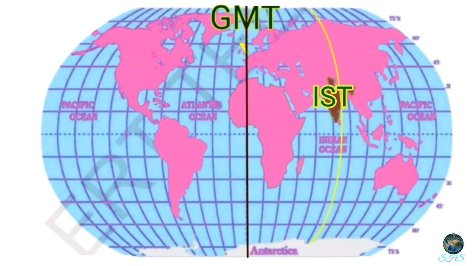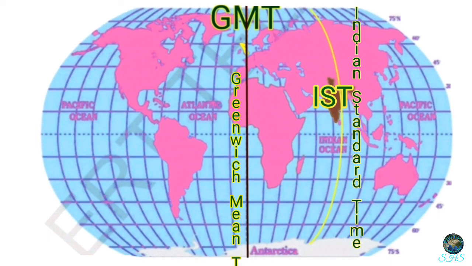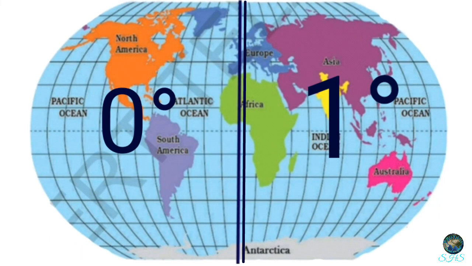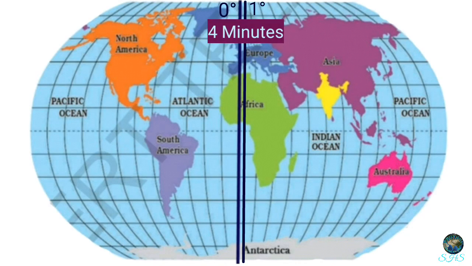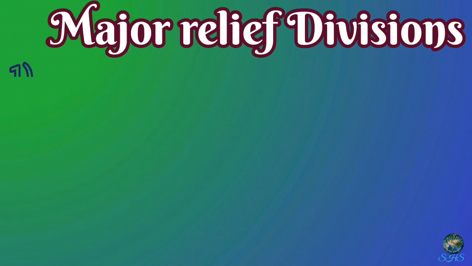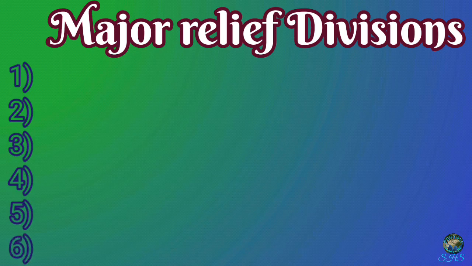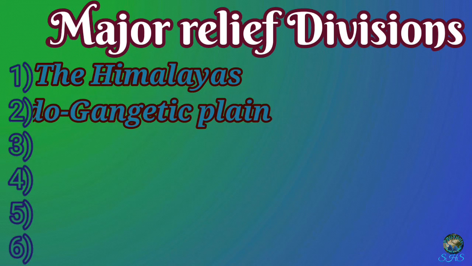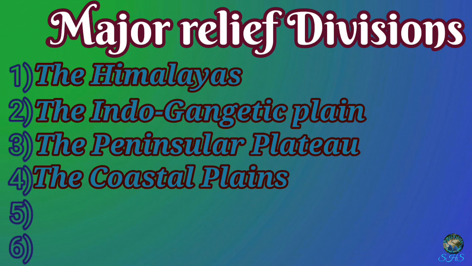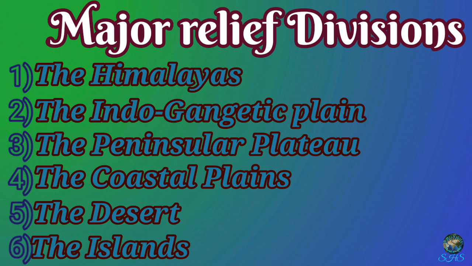Expand IST and GMT. IST Indian Standard Time. GMT Greenwich Mean Time. What is the time difference between two adjacent longitudes? 4 minutes. Let's move to the main part of the lesson. Major relief divisions. The relief features of Indian landmass can be divided into 6 groups. The Himalayas, the Indo-Gangetic Plain, the Peninsular Plateau, the coastal plains, the desert, the island.